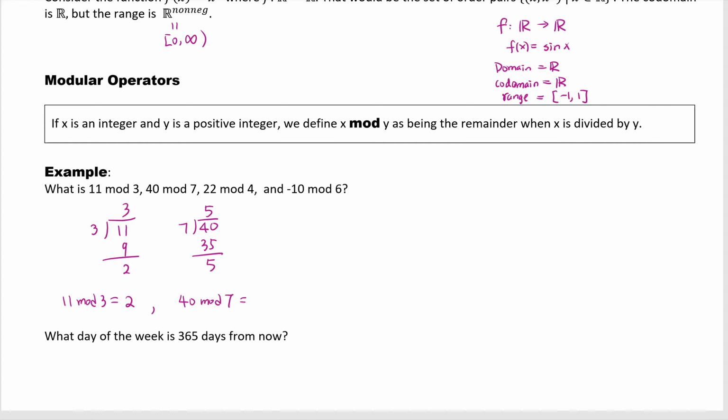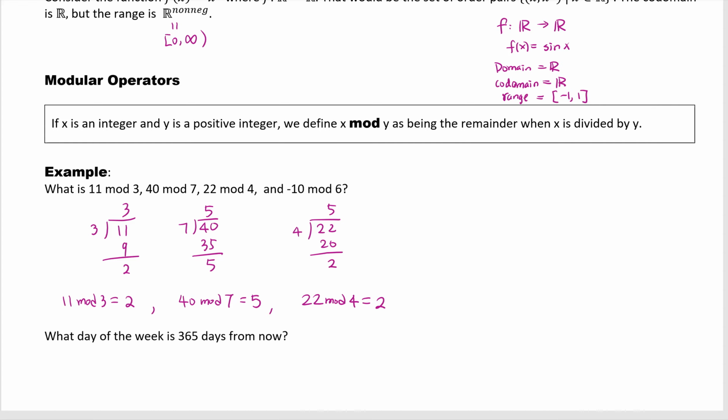That's the remainder. And then 22 mod 4. We have 22, so 5 times 4 is 20. The remainder is 2. So 22 mod 4 is 2. Okay, because those are remainders, you expect your answer is always less than your divisor.